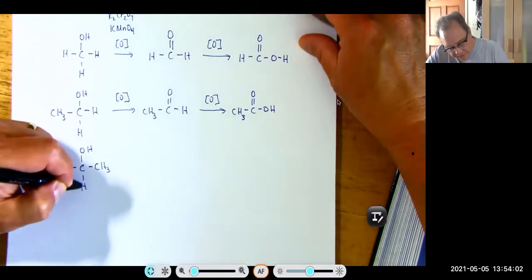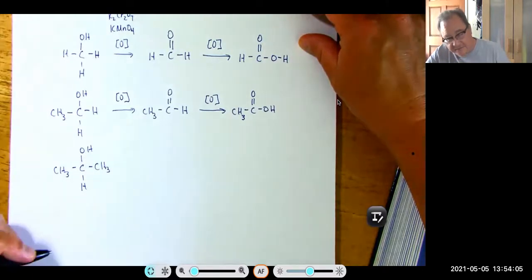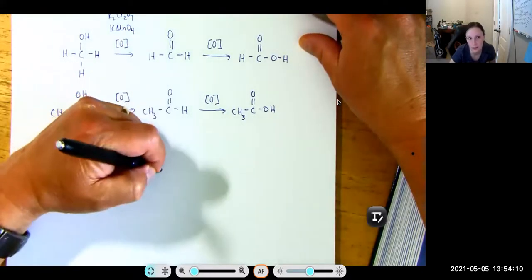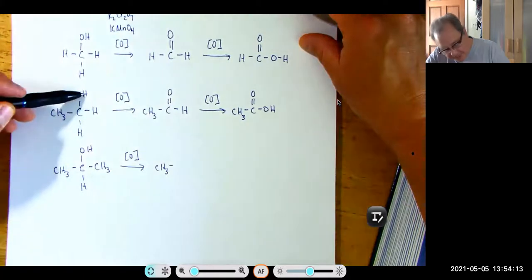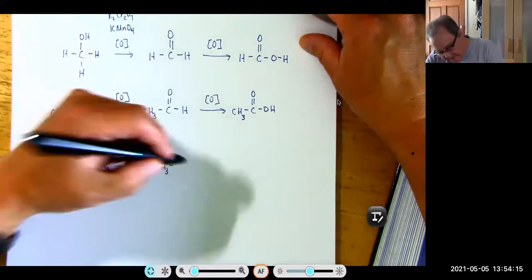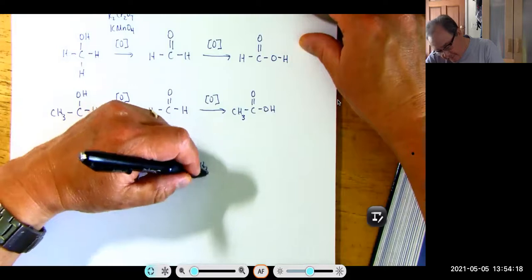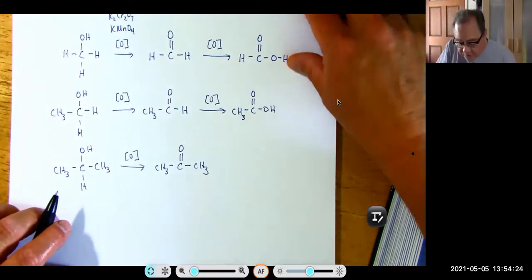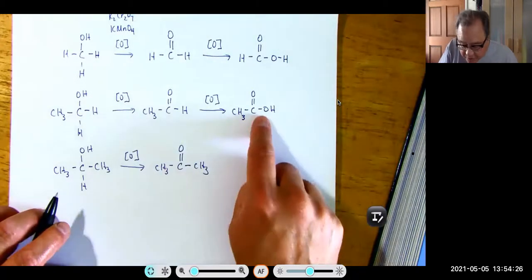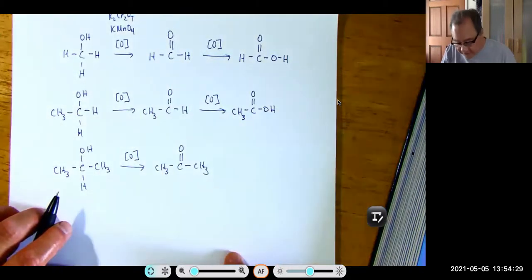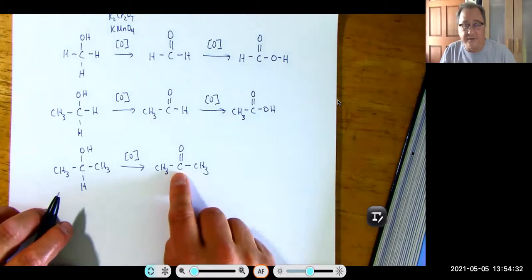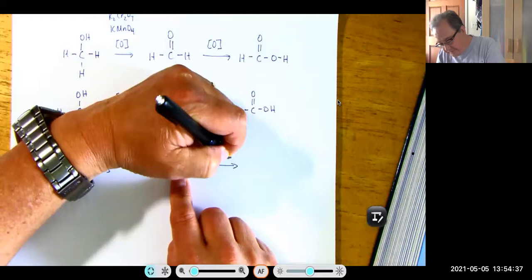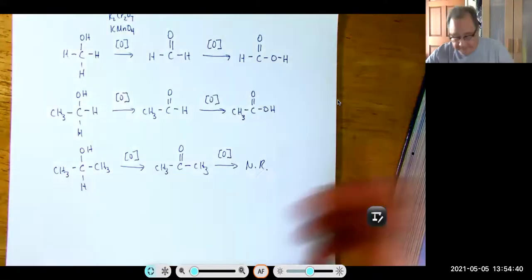Do you see with this alcohol, we have two CH3s attached to it? So here I took off this H and that H, right? I'm going to do the same thing again. And the oxygen becomes double bonded, right? Now notice for these two, we had to stick an oxygen between the carbon and the hydrogen. Is there any carbon-hydrogen bond here? Nope. So that means it doesn't go any further.